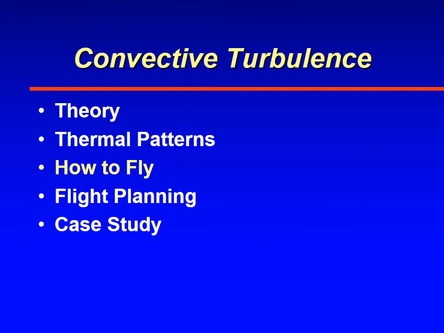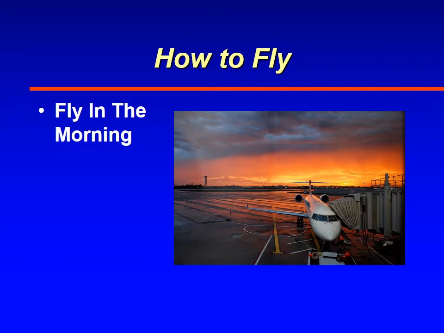So how do you fly this kind of turbulence? How do you avoid convective turbulence? To do that, usually you fly early in the morning. Early in the morning, the ground is cool and you don't have thermals. As the day progresses, thermals will rise higher and higher through the atmosphere until they're at their peak, usually in the mid-afternoon.